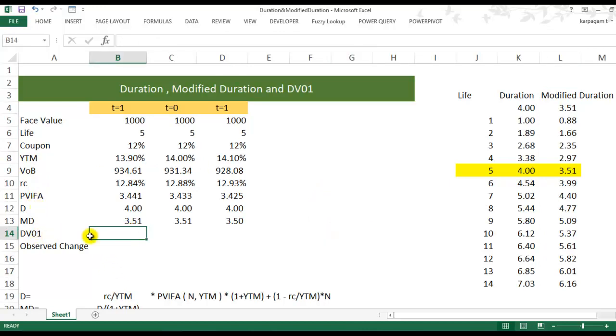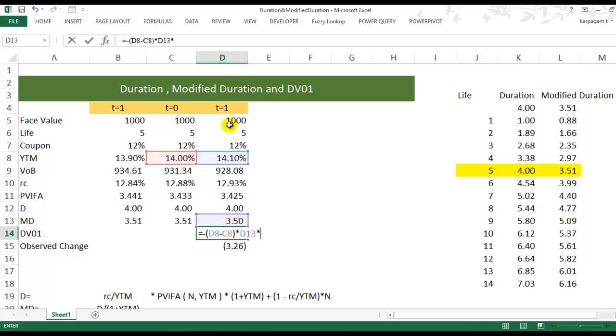When we have the modified duration, we can arrive at the DVO1, dollar value of 1 basis point shift in the yield curve. Here, the observed change, the fall in the bond value is 3 rupees 26 paisa, whereas our DVO1 would give us change in YTM into modified duration into face value.